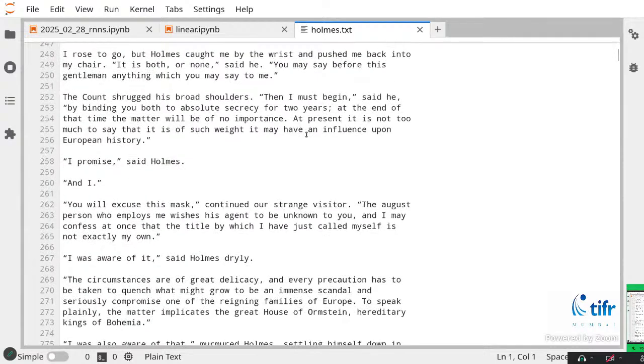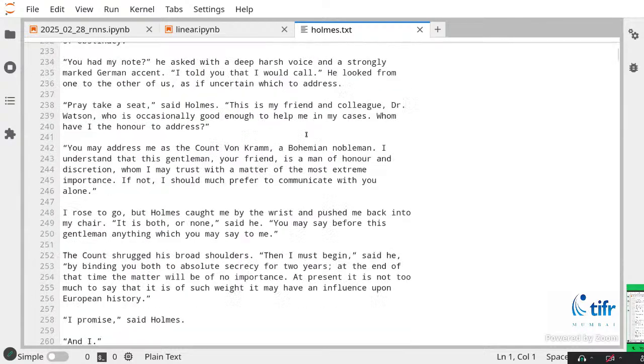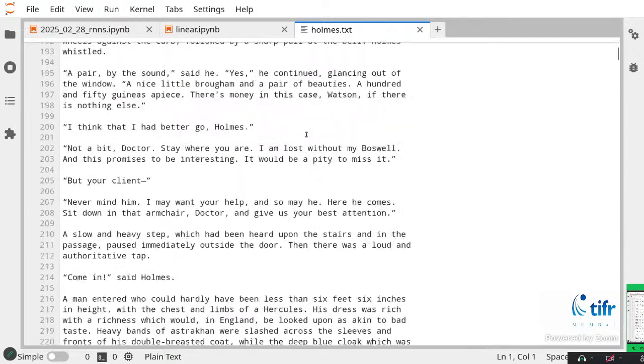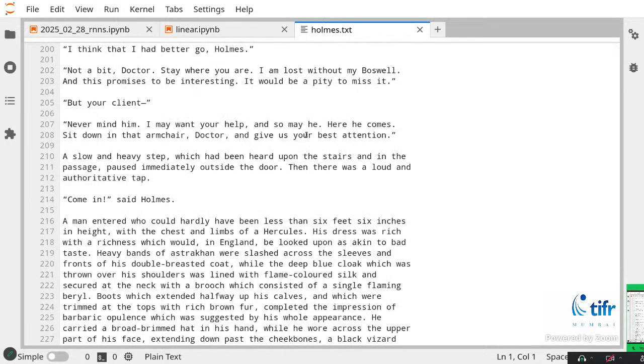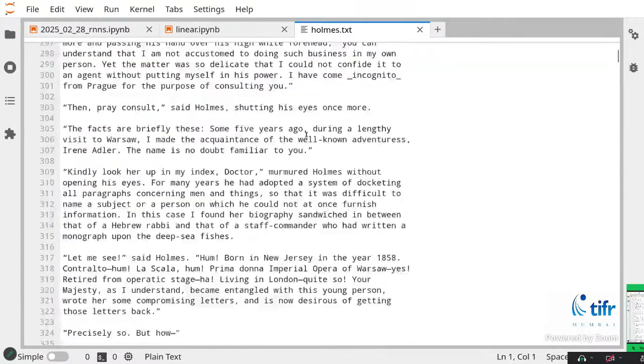So what you do is you take some large body of text. Here I took a collection of Sherlock Holmes stories. Everyone has heard of Sherlock Holmes? Maybe it's there in some school text story or something, right? So this is a collection of Sherlock Holmes stories.